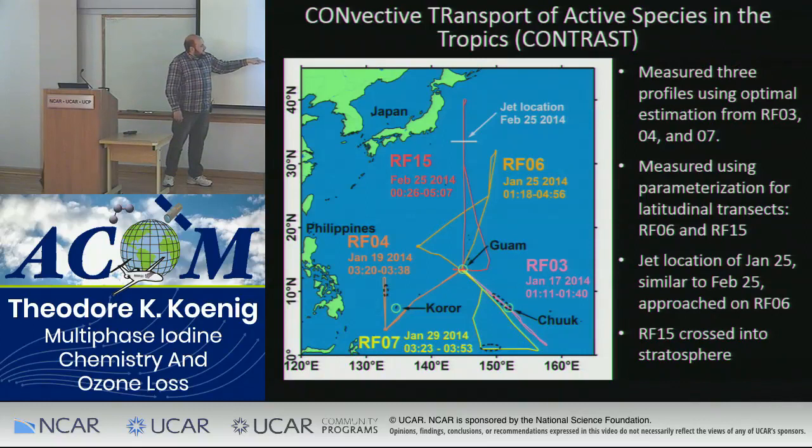For RF15, we actually successfully crossed the subtropical jet into the stratosphere. At the northernmost point, we were well into the overworld, climbed, turned around, and came back down on the same path for the most part.